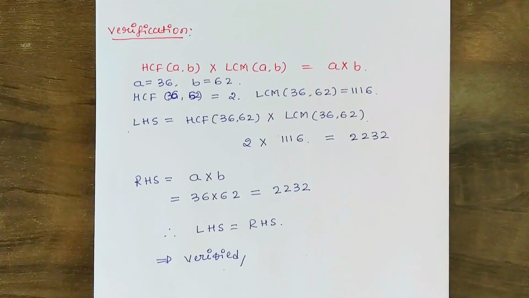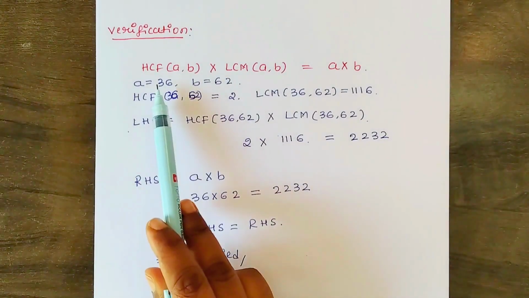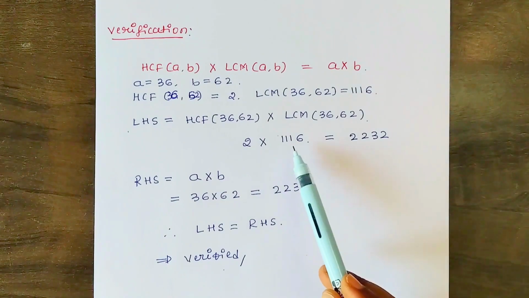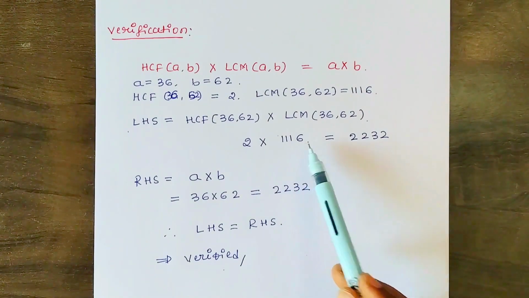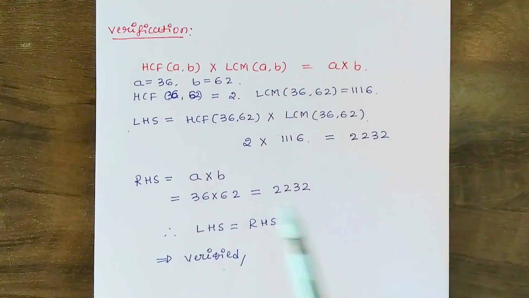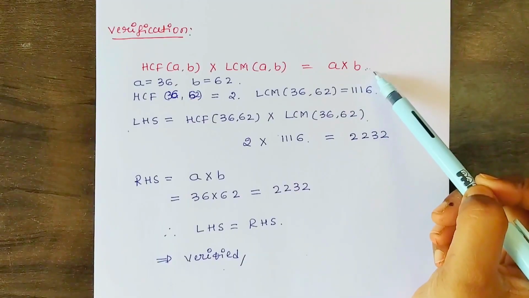You may get a question like this: if the HCF of two numbers is 2 and the LCM of the two numbers is 1116 and one of the numbers is 36, find the other number. To get the other number you have to use this relationship.